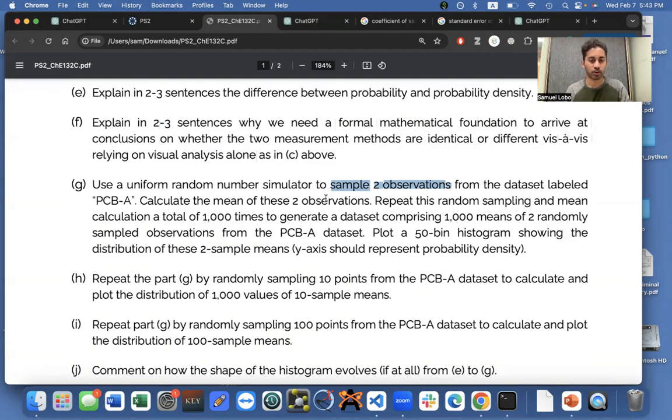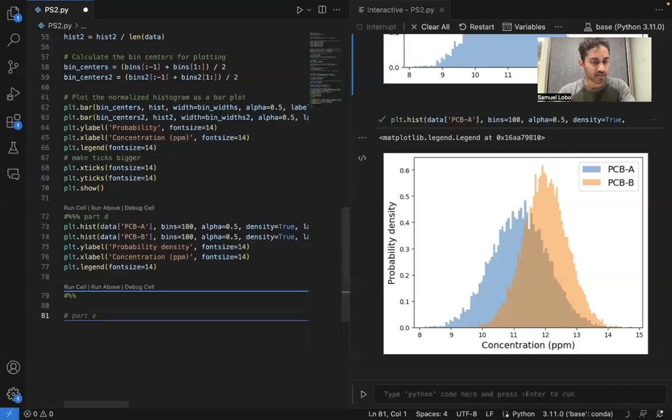Rather than trying to code it all at once, I'm going to randomly sample two observations a single time. So let's try that out. I'll say part G. Randomly sample two samples from PCBA.